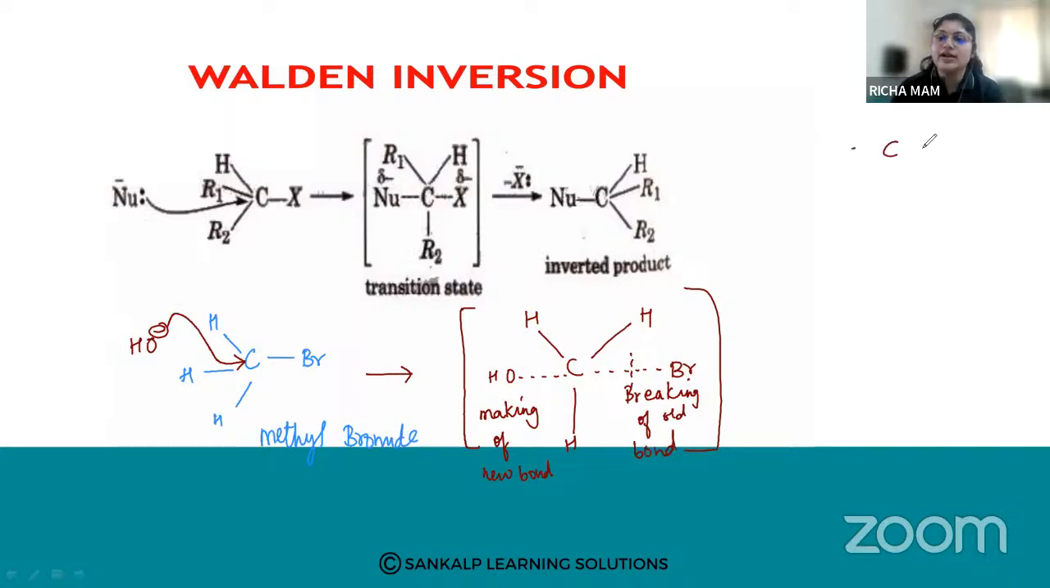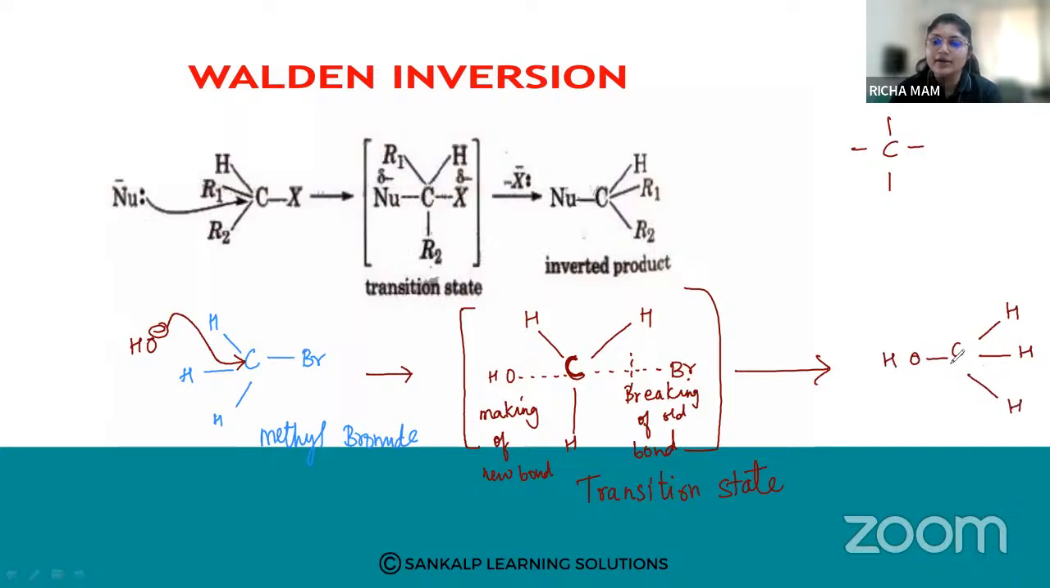Carbon has a tetravalency, right? So here you can see it is having pentavalency. Penta means what? It is having 5 hands. It is not possible, so the carbon is unstable. It is undergoing a transition state. And the product formed will be an inverted product. So this is an inverted product.